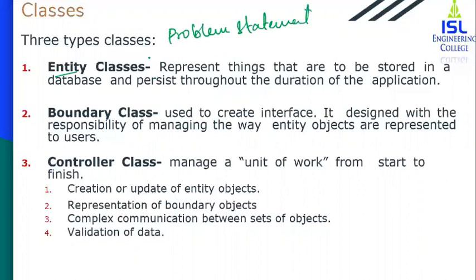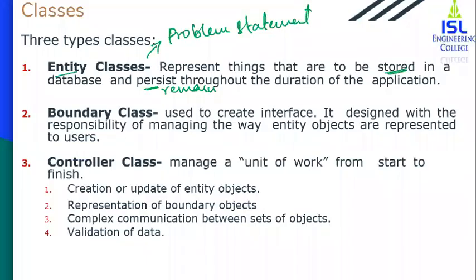Now, what is this entity class going to hold? This represents things that are stored in a database and persist through the duration of the application. Persist means they are going to remain throughout the duration of the application. When you've stored some data within a particular software, until you use that program, until the execution is done, that data is going to remain within the database. That is called your entity class. Then the next one is the boundary class.